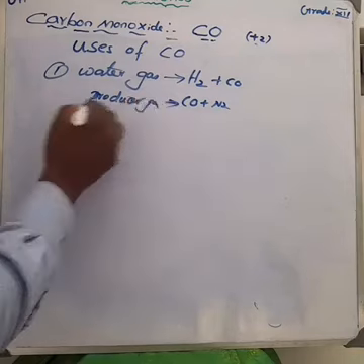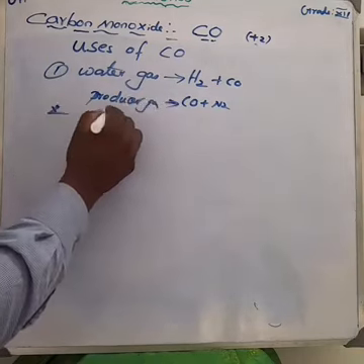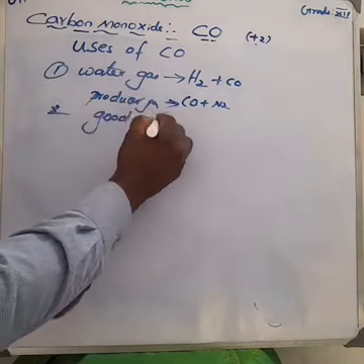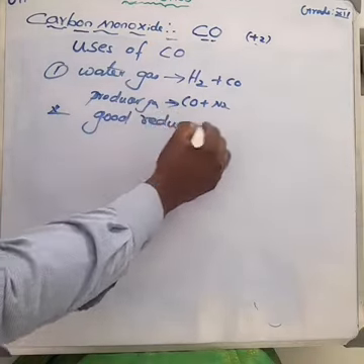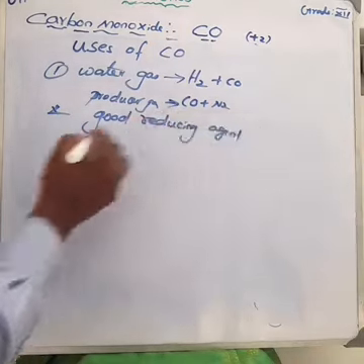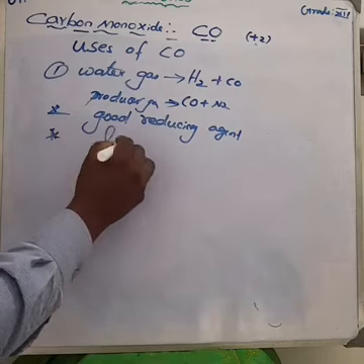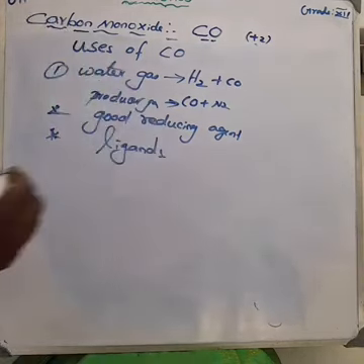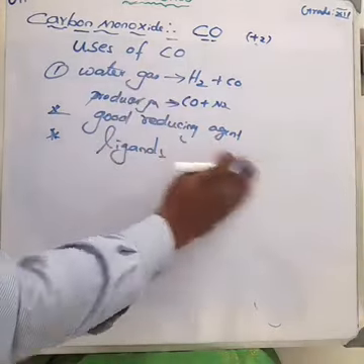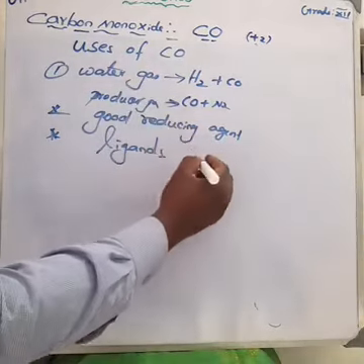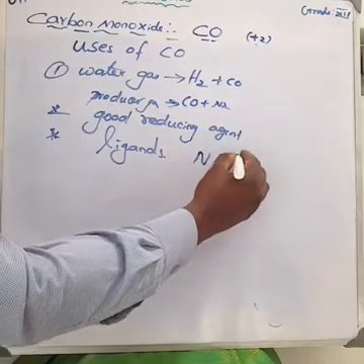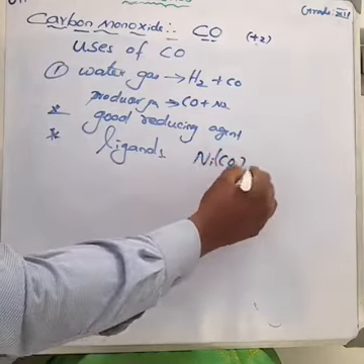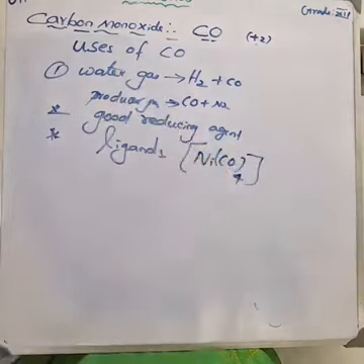Next, carbon monoxide is a good reducing agent. It can reduce many metal oxides to metal. Already we learned it, am I right? Next, carbon monoxide is an important ligand and forms carbonyl compounds with the transition metals. Already we learned the Fischer-Tropsch synthesis. What are the examples? Nickel tetracarbonyl, am I right? What is the formula? Ni(CO)4.